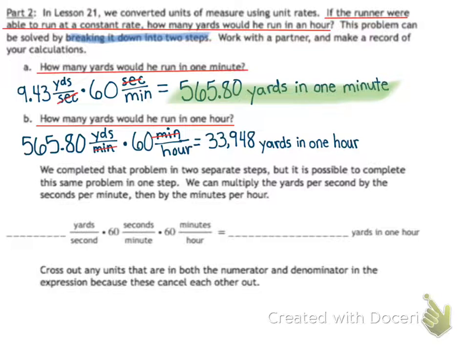Now, we broke it up in 2 steps, but you could have done everything in 1 step. Here's what we started with, 9.43 yards per second. Right, and we multiplied that by 60 seconds per minute because 60 seconds make 1 minute. Then we converted the minutes to an hour. 60 minutes make 1 hour, and that gave us our final response. Again, I know this is a lot of information, so as long as you're trying and following along, that's what I care about.